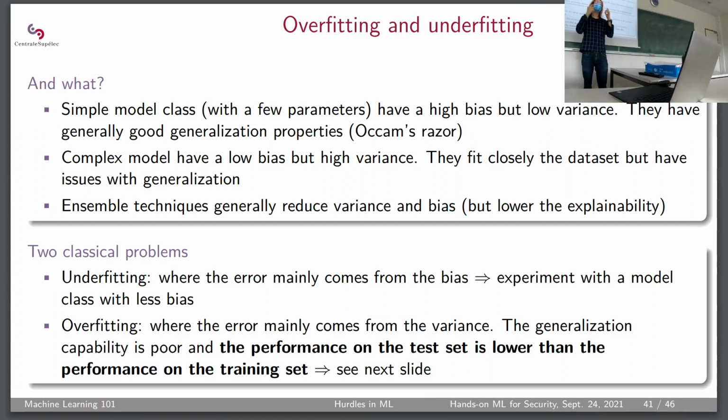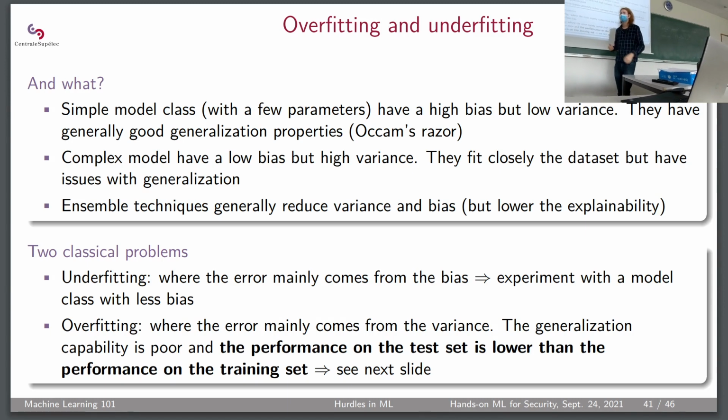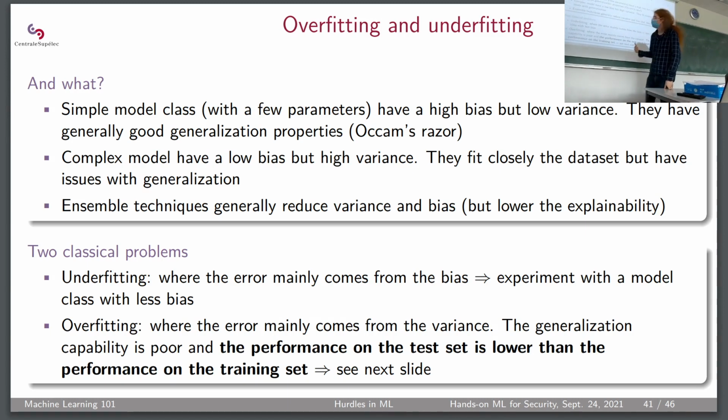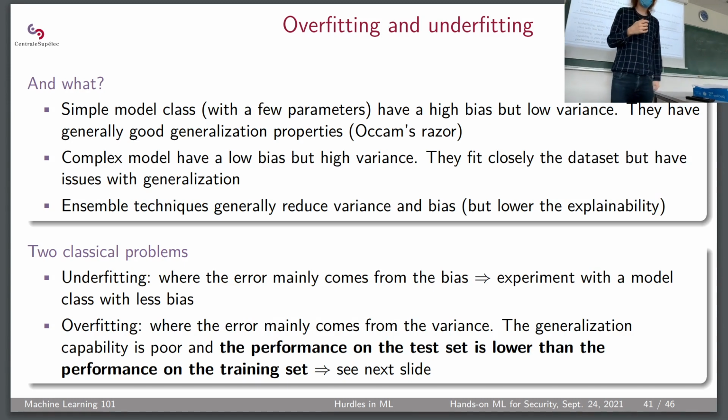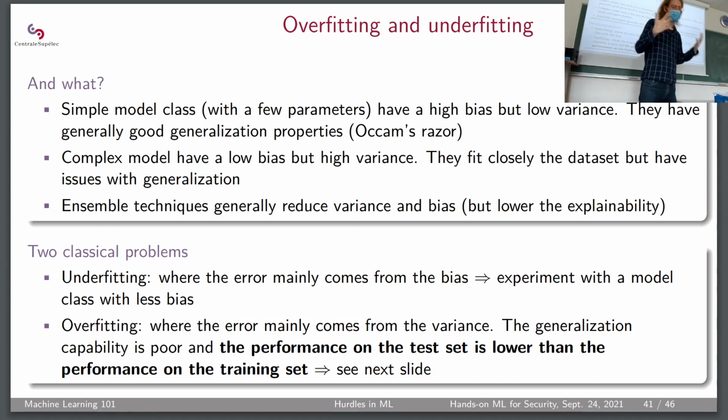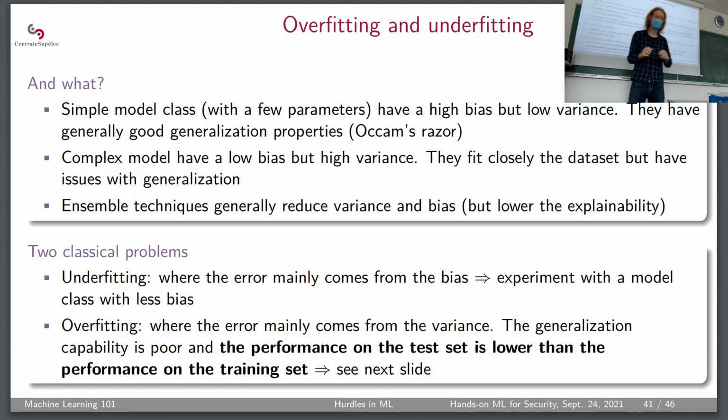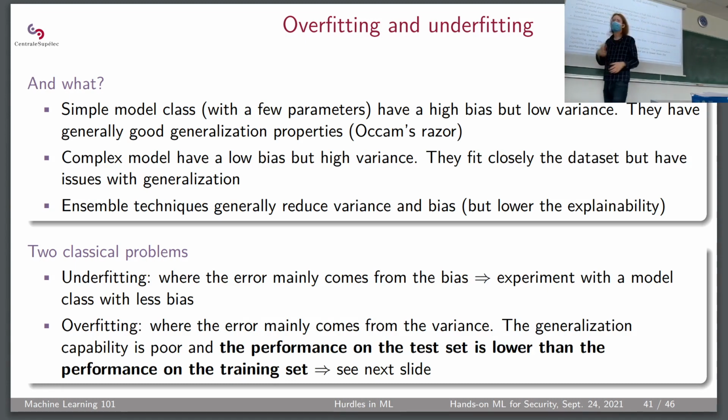First, when you use simple models, generally we have a high bias and a low variance. It means that they are generally good at generalizing the properties due to the Occam's razor principle. However, complex models have a low bias but higher variance. So they can fit closely the dataset, but they have some struggle with generalization. Ensemble techniques that we saw earlier, they generally reduce the variance and the bias of the models.